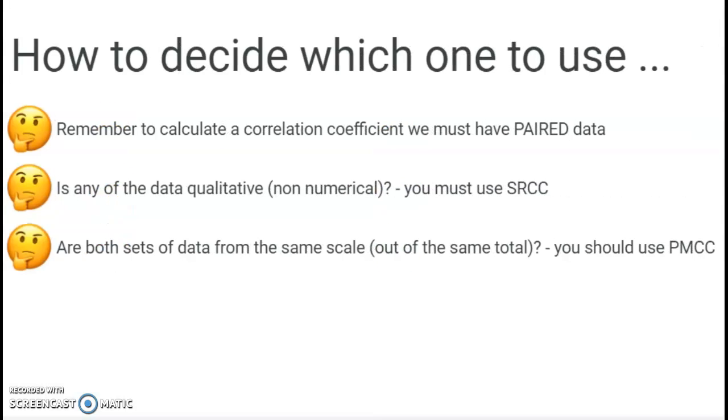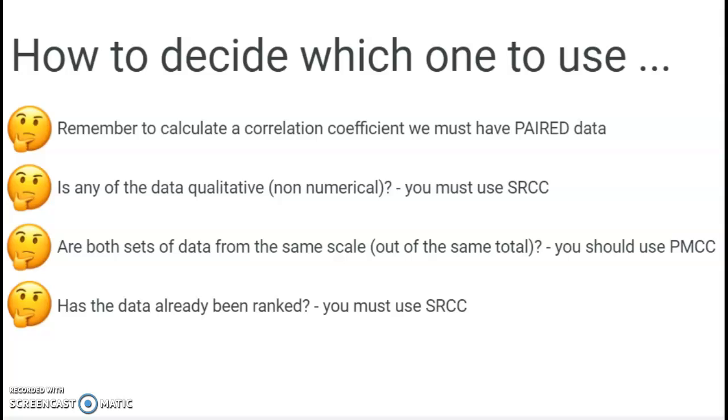The third point you need to think about is, are both the sets of data from the same scale? What I mean by that is, are they out of the same total? If you've got 2 sets of data that are both a percentage, so out of 100, then I should use PMCC. If I've got 2 sets of data that are both out of 10, then I can use PMCC. But if they differ, if I've got one that is a score out of 12 and one that is a score out of 15, I shouldn't be using PMCC because they're not comparable. I should be using SRCC.